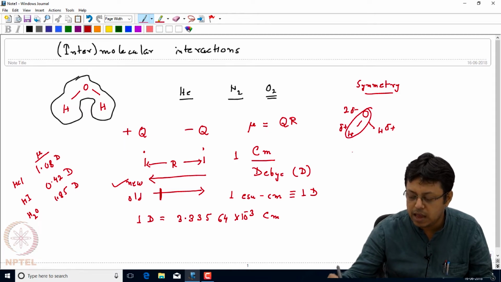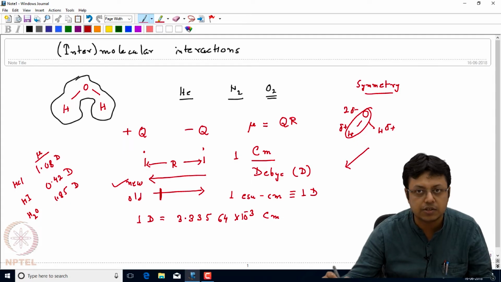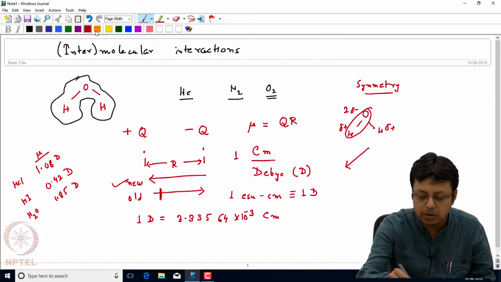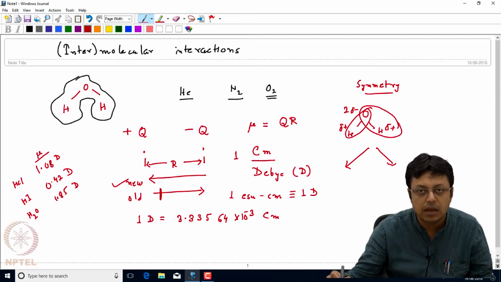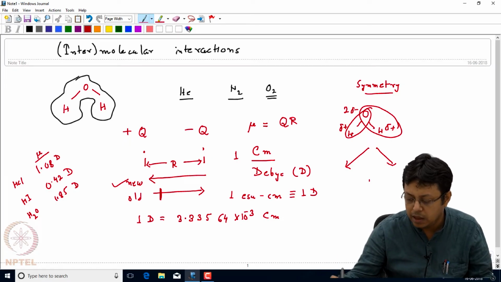Due to this, there is a charge separation, and due to this bond I will have a dipole moment which acts in this direction, and due to the other bond I will have another dipole moment which acts in this direction. Since dipole moment is a vector quantity, they do not cancel out. We will have a net dipole moment which acts in this direction.